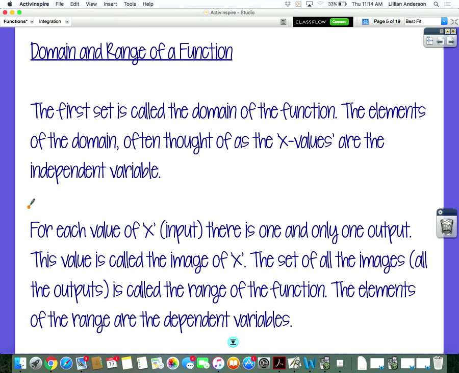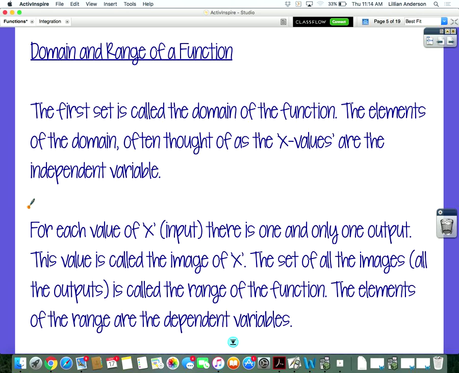For each value of your x, your input, there is one and only one output, like I've been saying, to make it a function. Now those values that are in your output can also be called the image of x, okay? So image is just another word for output. Now the set of all the images, all the outputs, is called the range of the function. The elements of your range are your dependent variables.